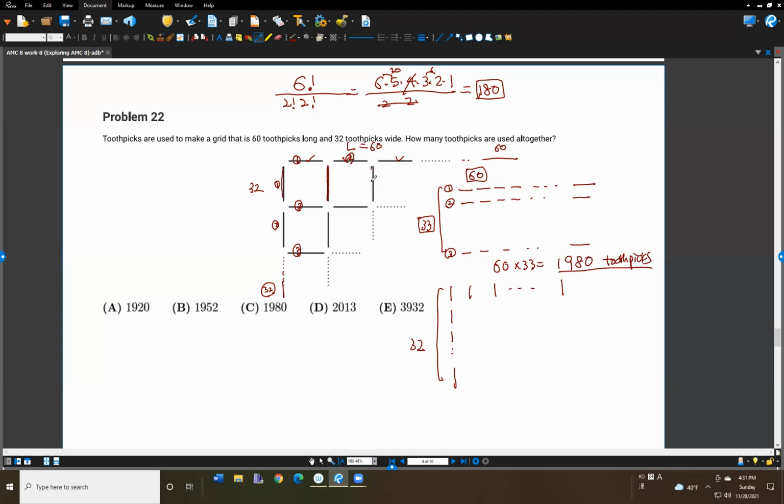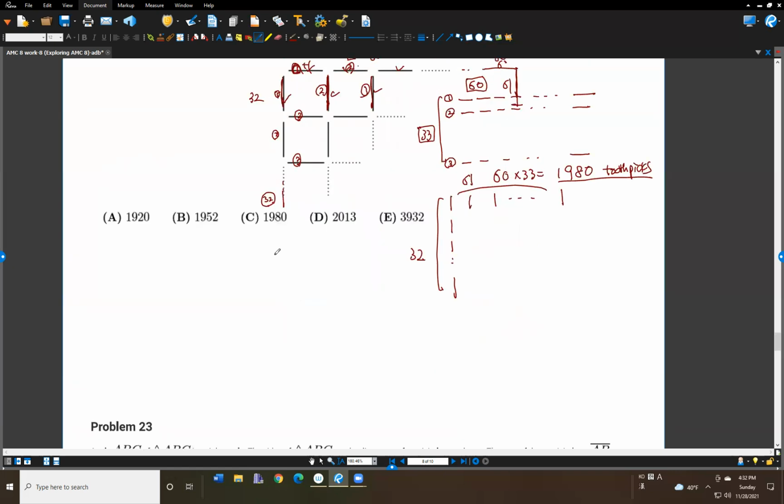If this is 60, the number of the vertical ones is just one more than this number. Up to here, 1 plus 1 is 2, 2 plus 1 is 3. So 60 plus 1 is 61 over here. There will be 61 over here. Total number of spacers: 32 times 61.